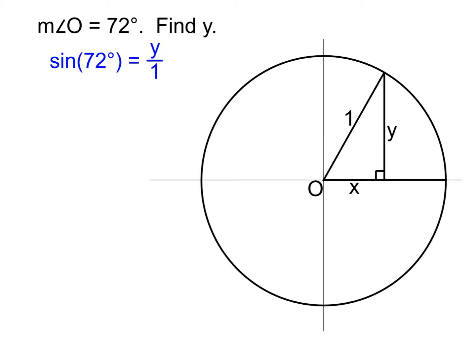Now remember why this is so much easier. This is so much easier because y over 1 is just y. So sine of 72 equals y, so if I want to know what y is, I do sine of 72, which gives me about 0.95, and there's my final answer.